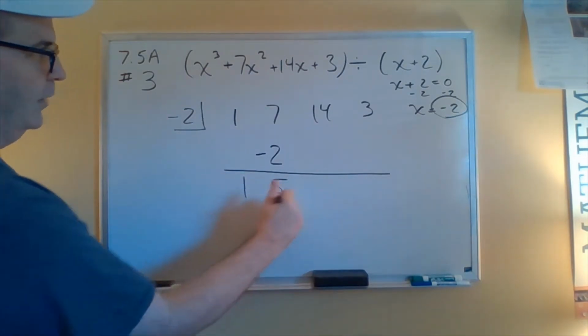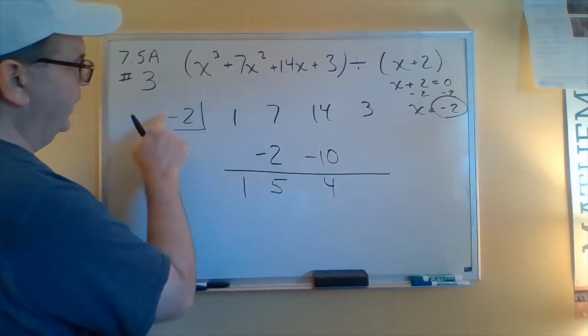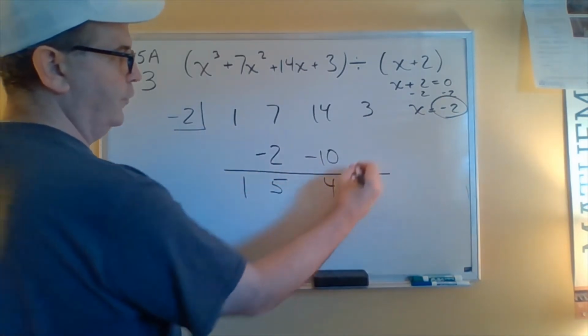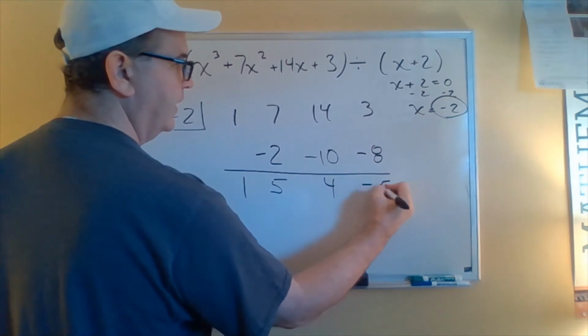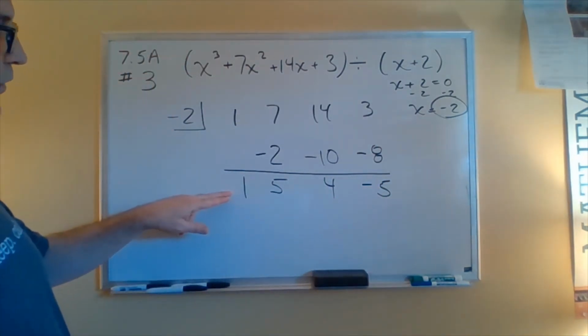So negative 2 times 5 is negative 10. Add that column, I get 4. And negative 2 times 4 is negative 8. And I end up with negative 5. So here are my coefficients that I'm going to use in my answer.